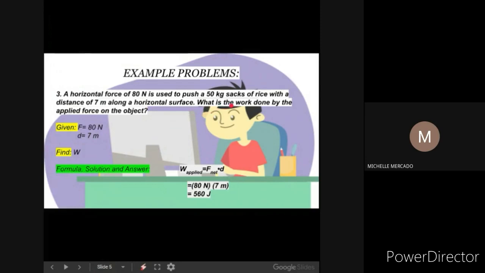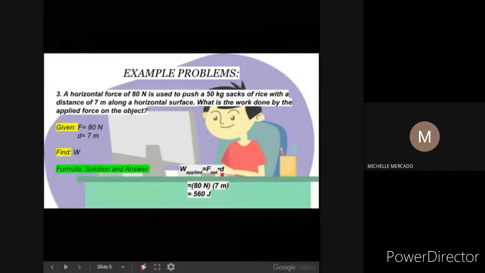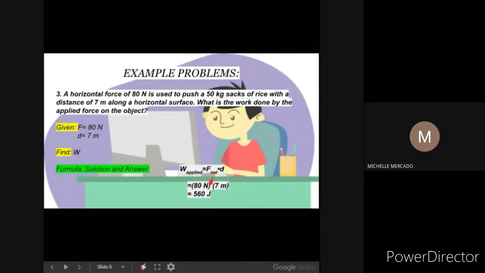In order to find the work done by the applied force on the object, so we're going to multiply again the force and the distance. So, multiply mo lang yan, 18 Newton multiply by 7 meter. The answer will be 560 joules.